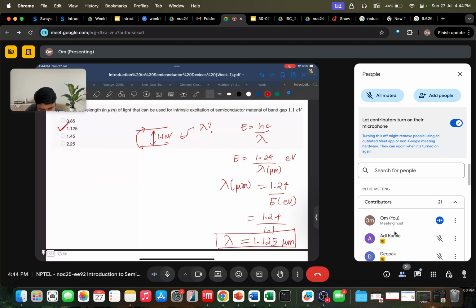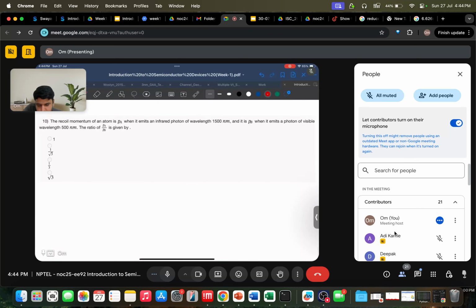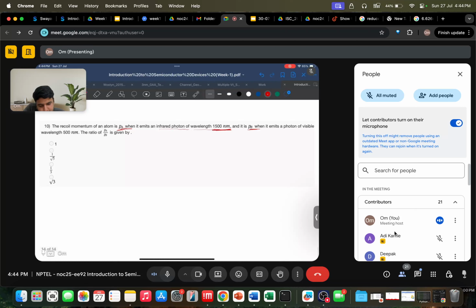Okay, so let's go to the last question for today. Forget about this word recoil. The momentum of an atom is Pa when it emits an infrared photon of wavelength 1500 nanometer, and it is Pb when it emits wavelength 500 nanometer. What is the ratio of Pa by Pb? Pa by Pb, you have to find. Lambda A is 1500, lambda B is 500 nanometer.